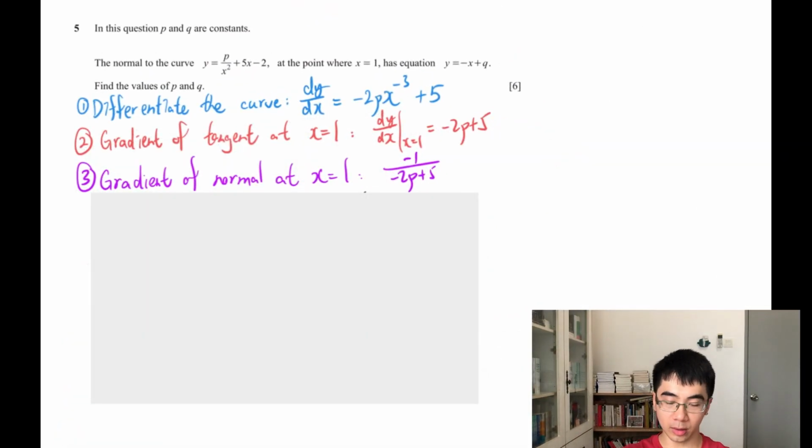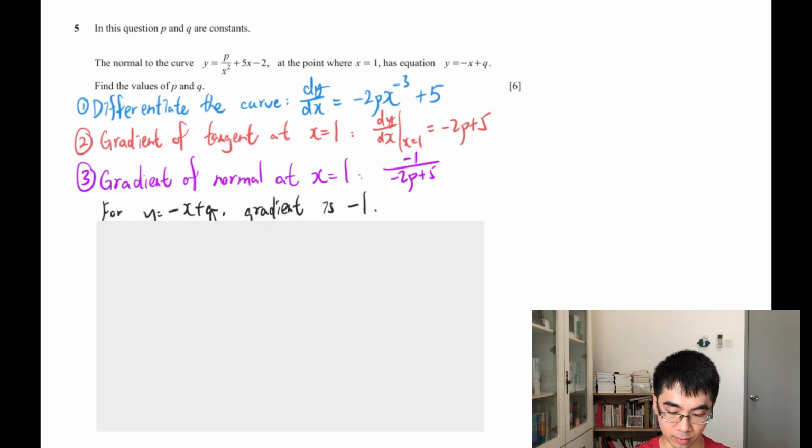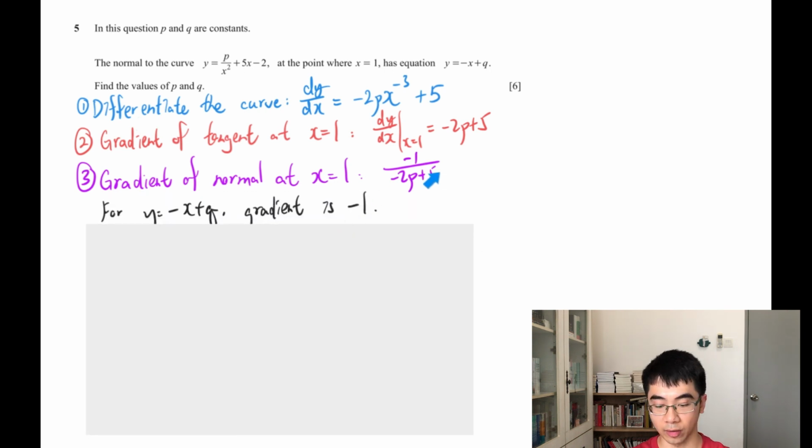So let's see what other things the question has given us. Here, the equation of the normal is y is equal to -x plus q, where it is in the form of y is equal to mx plus c, where the m should be -1. And this is the gradient of the normal. So we have the gradient is -1, and compare with the thing we found, these two must be the same.